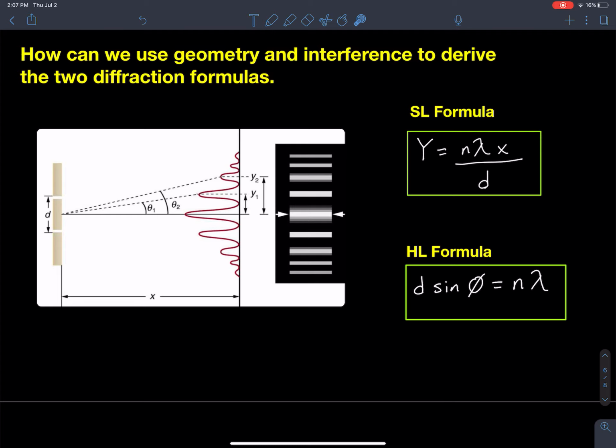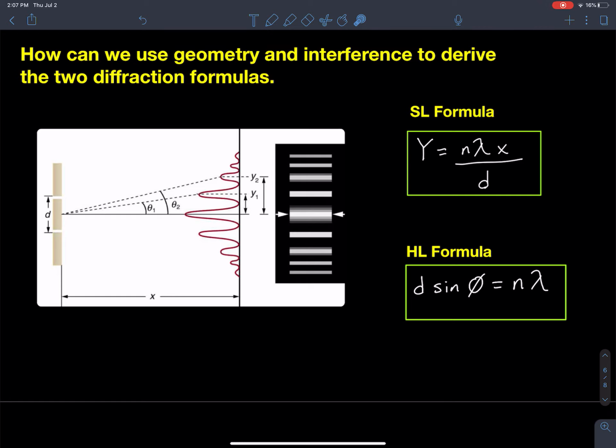Now, just to really point out, the main difference between multi-slit diffraction and single-slit diffraction is that this formula here represents constructive interference for multi-slit, and it would represent destructive interference for single-slit. That is a super important thing to memorize, okay? So d sine theta equals n lambda is constructive interference for multi-slit diffraction, okay? That's important, and we'll show that in a second. All right, so how can we use geometry and interference to derive this?